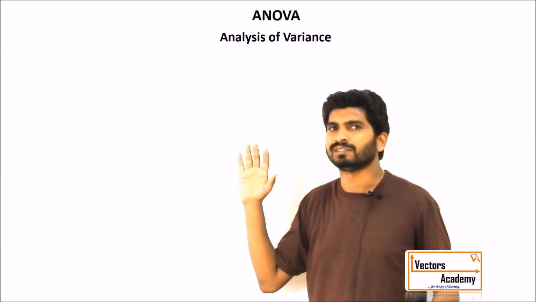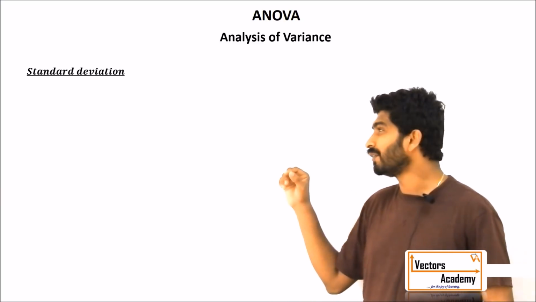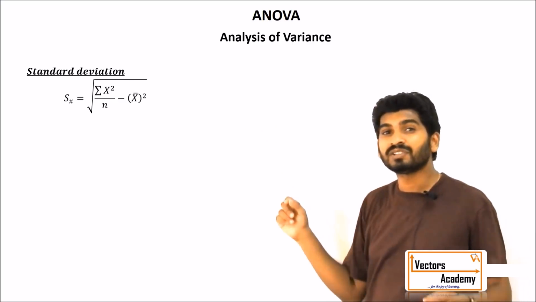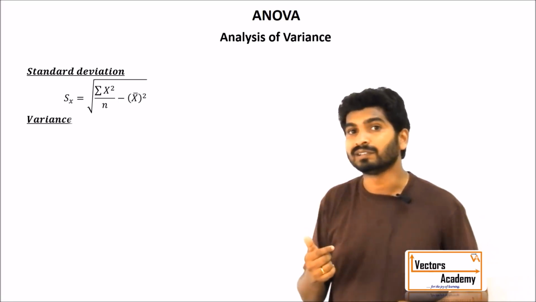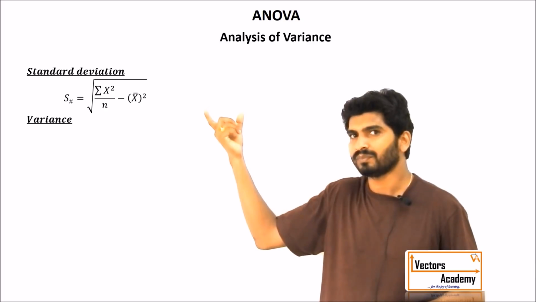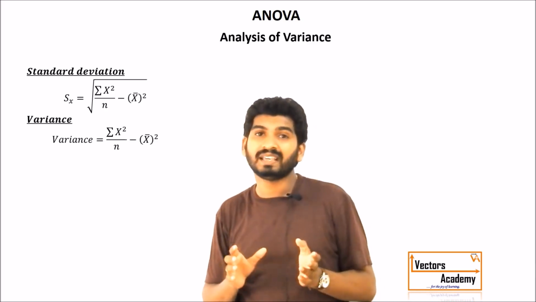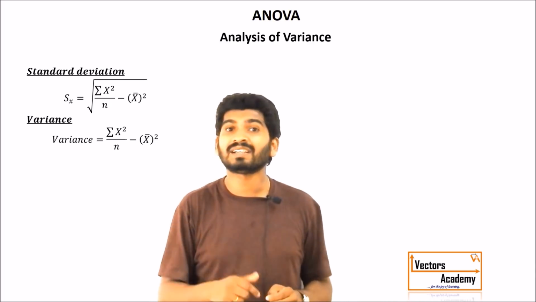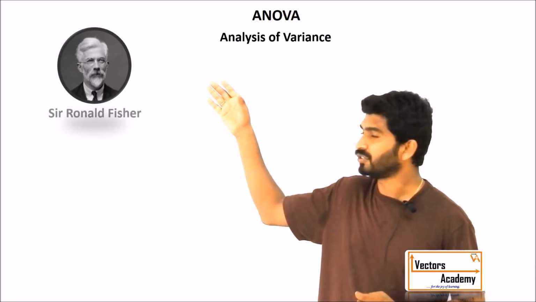Now, what is variance? We have already seen what is standard deviation. Remember in the previous video, I have told you what is standard deviation. The standard deviation is given by this formula. The standard deviation basically means how far the values are scattered. Now, what is variance? Variance is nothing but the square of the standard deviation. So, by calculating the variance of the variables, we can actually get the correlation between the two variables. This technique is called ANOVA, which was put forward by Sir Ronald Fisher.